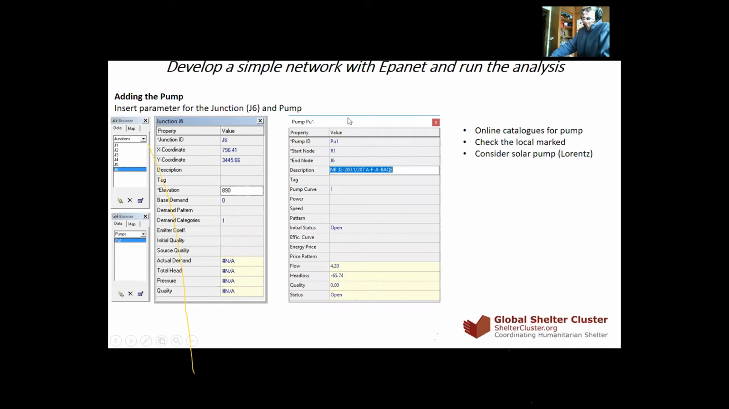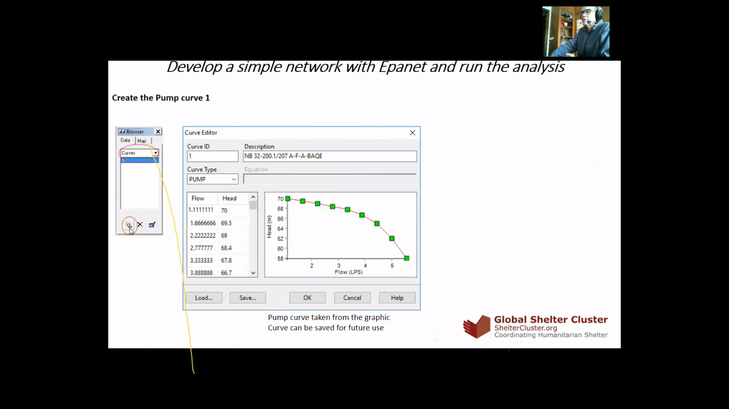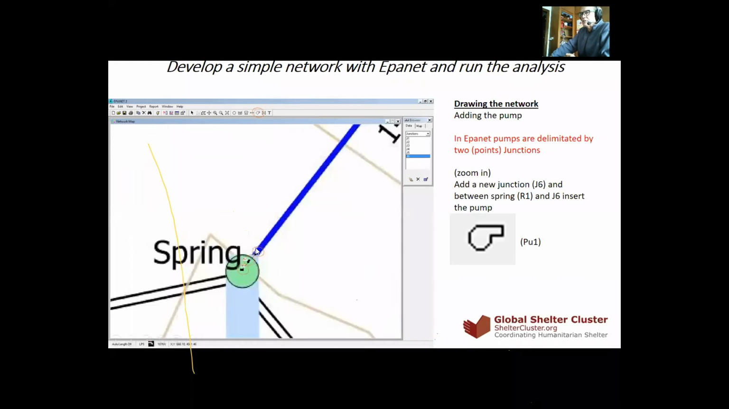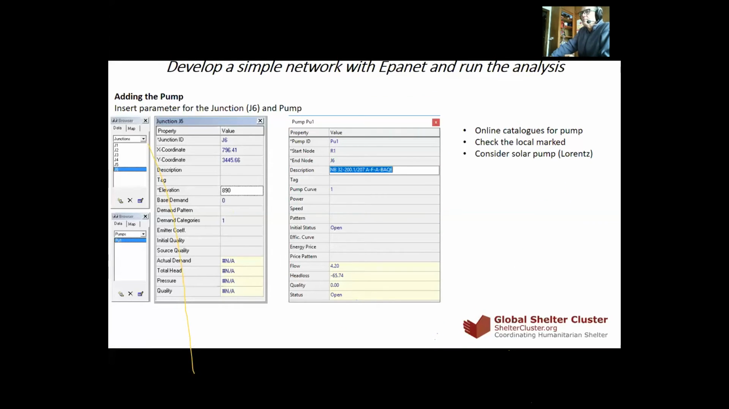And then, of course, you also have to insert a fake junction. I go back, sorry, fake junction, this one, which is in reality not existing. The name, you can change it. Elevation, you can put the same elevation as the reservoir. And base demand 0, because in reality, this junction is not existing.